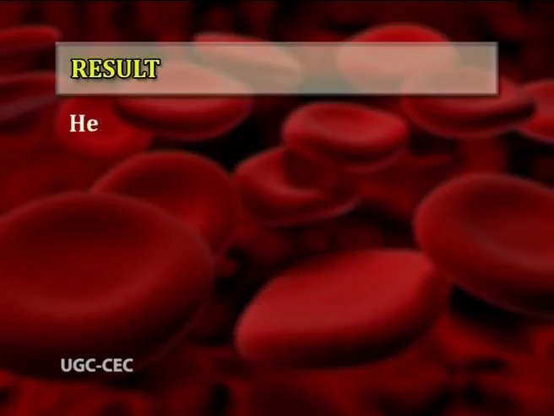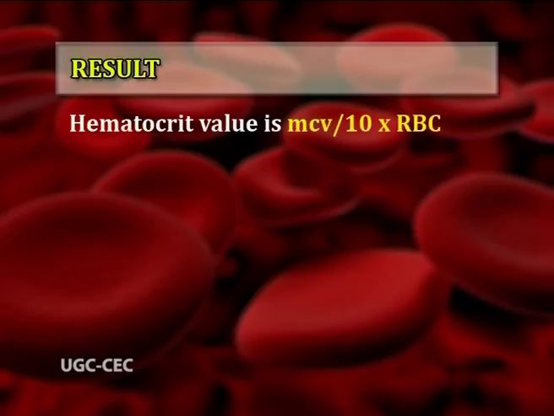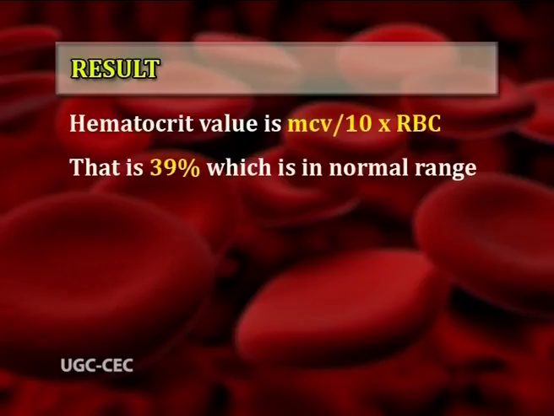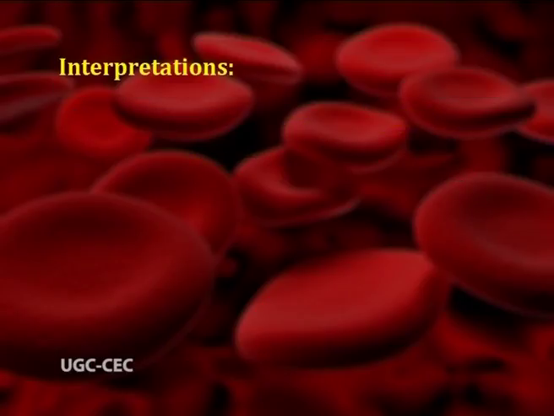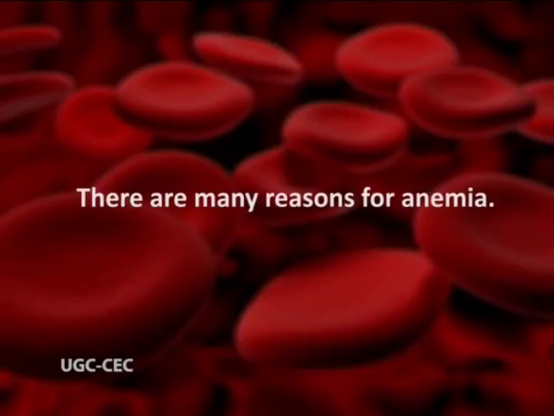Result: hematocrit value is MCV divided by 10 multiplied by RBCs, and that is 39%, which is in the normal range. Interpretations. First is low hematocrit. A person who has a low hematocrit is referred to as being anemic. There are many reasons for anemia.